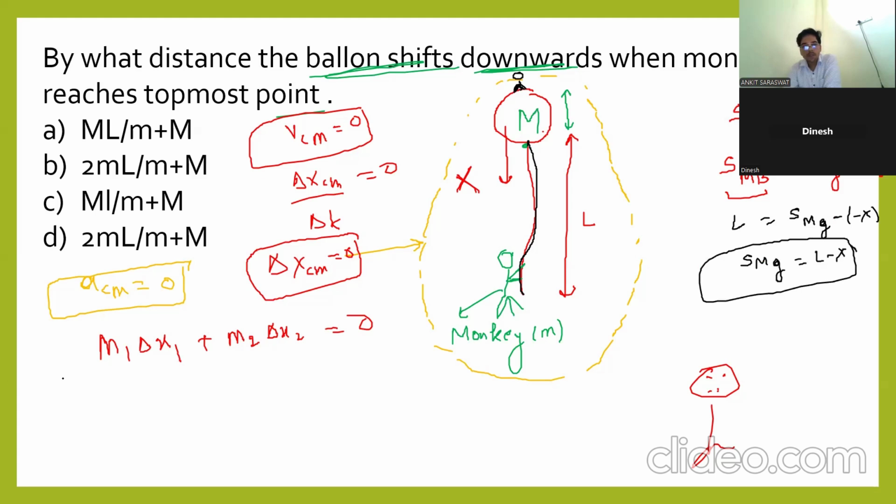So this is M1, and this is M2. Put the value. How much does it displace? L minus x for the monkey, plus balloon, minus x. What is the value of x? Tell me.